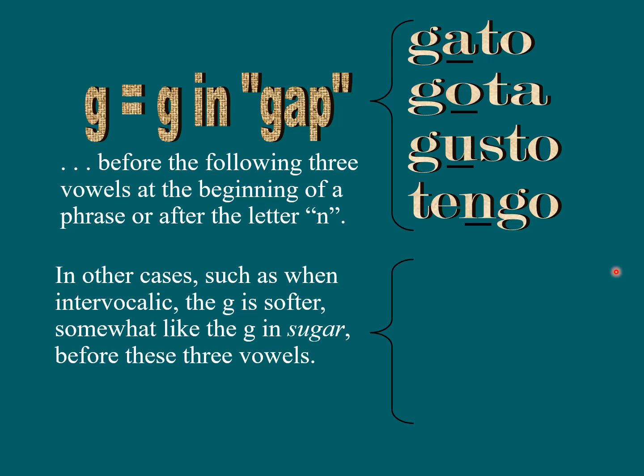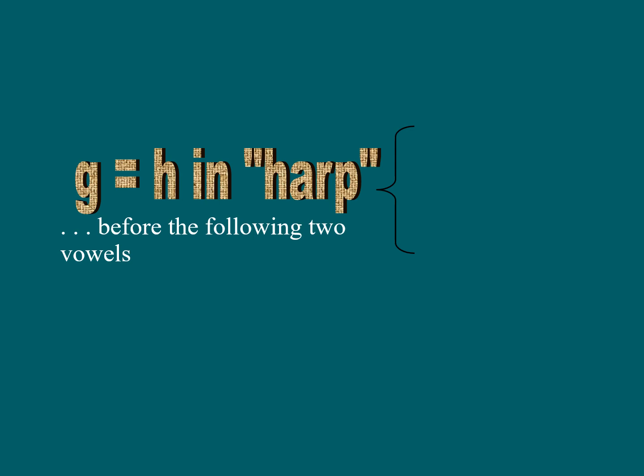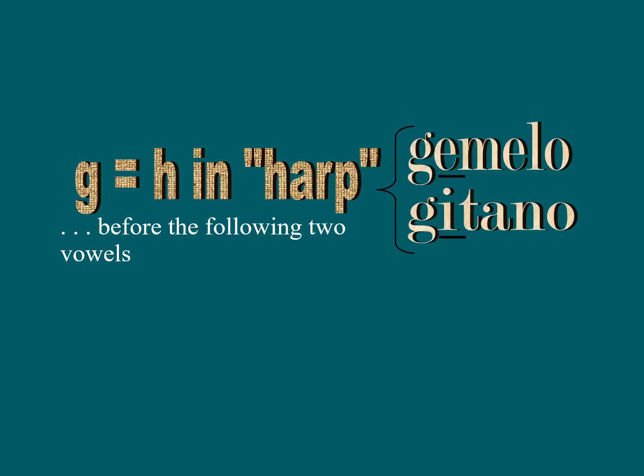In other cases, such as when intervocalic, the G is softer, somewhat like the G in sugar, before these three vowels: A, I, O, and U. So pagar, lago, ego. G, as in H in harp, before the following two vowels, E and I.